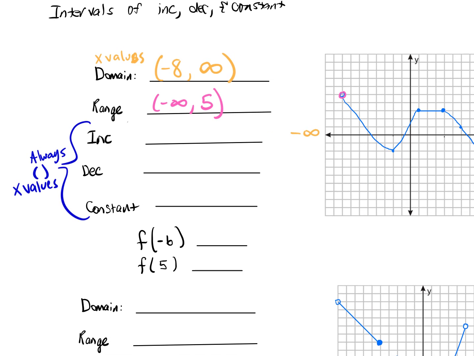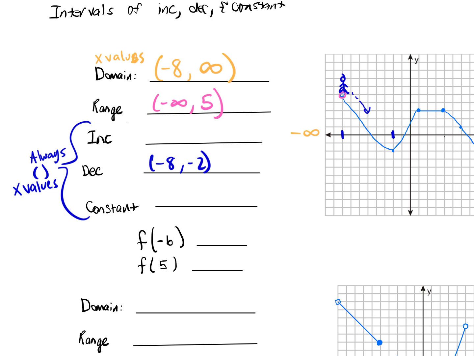So start at the left side of the graph. Are we walking uphill or downhill? Downhill, so we're decreasing from here to here. So from what x value to what x value? Perfect, so we're decreasing from -8 to -2.